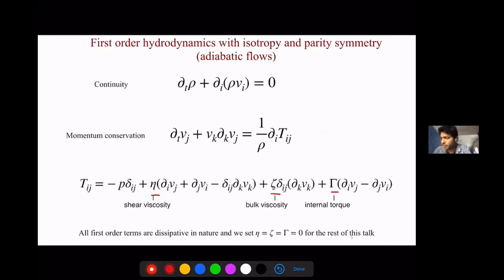Sriram, these terms are time irreversible, right? The dissipative ones are parity even or time reversal preserving. If I change t to minus t, they don't change sign. No, they don't change sign.